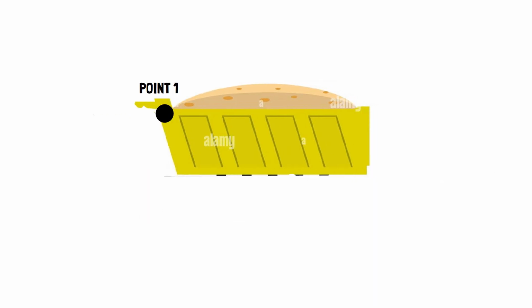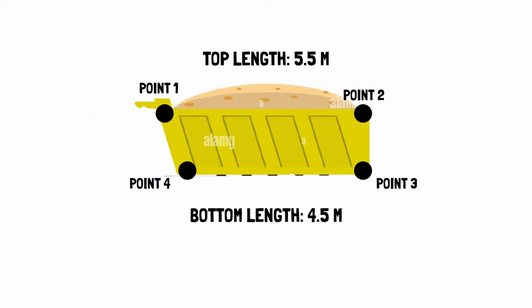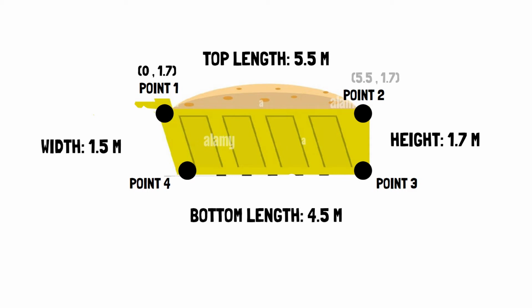Finding points 1, 2, 3 and 4 is easy as we know the dimensions of the tipper. Top length is 5.5, bottom length is 4.5, the height is 1.7 meter and the width is 1.5 meter. Coordinates of point 1 would be 0, 1.7. Coordinates for point 2 would be 5.5, 1.7. For point 3, coordinates would be 5.5, 0. And for point 4, coordinates would be 1, 0.